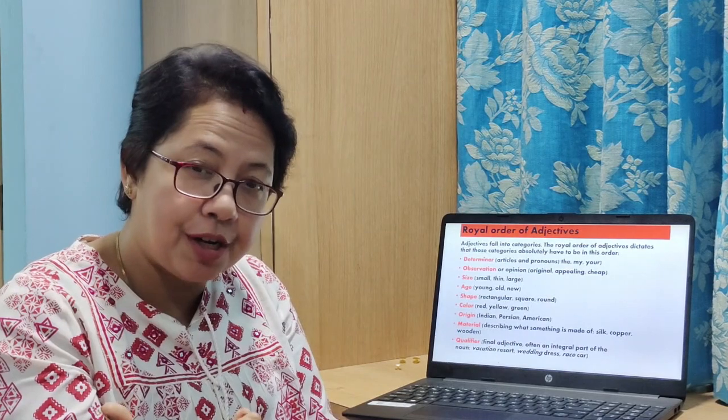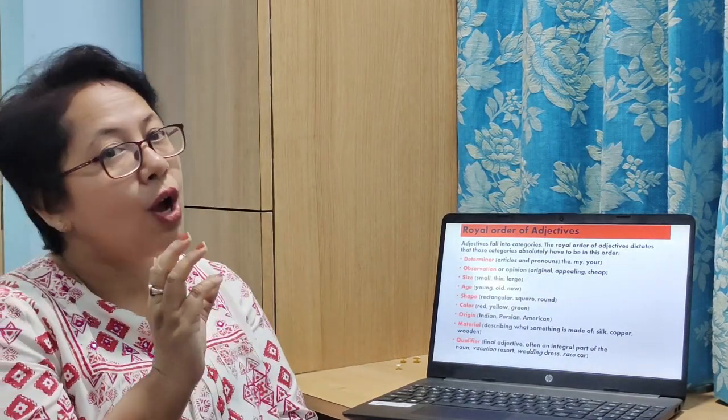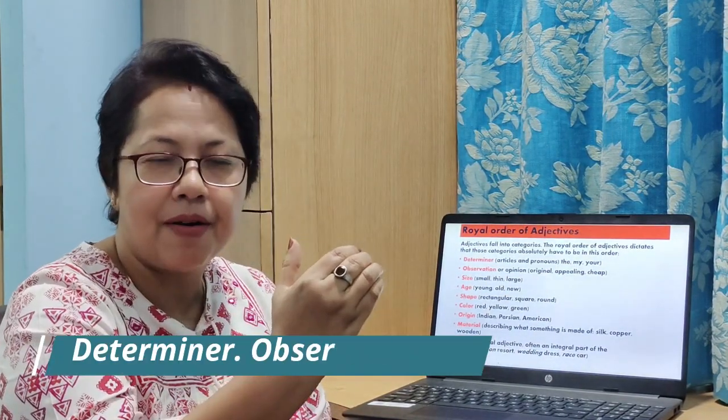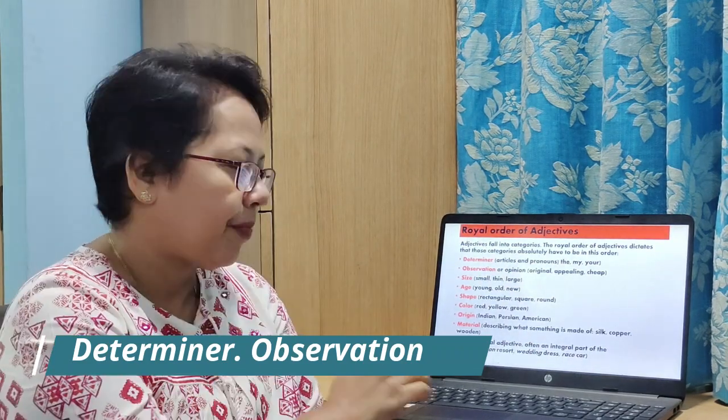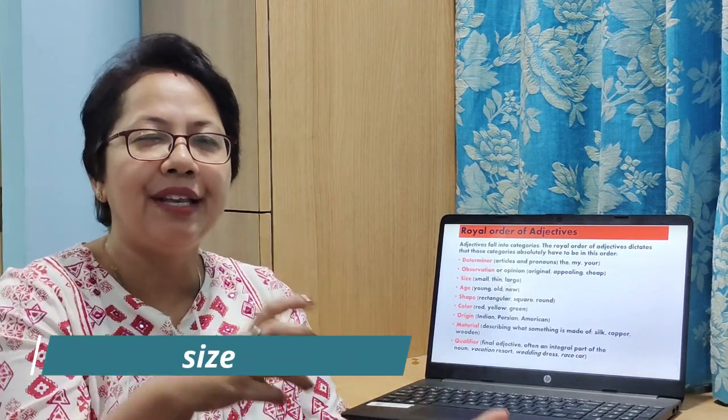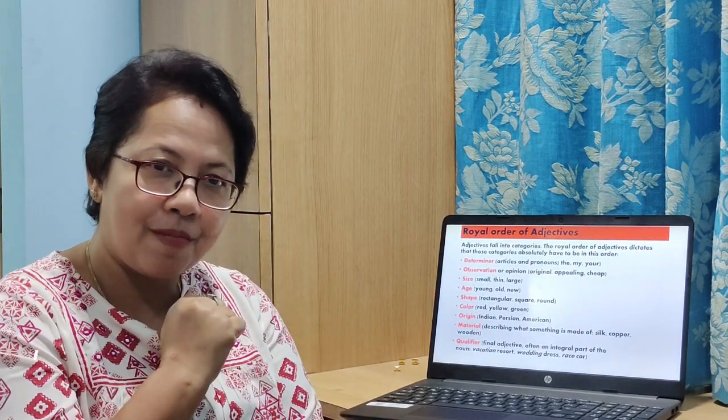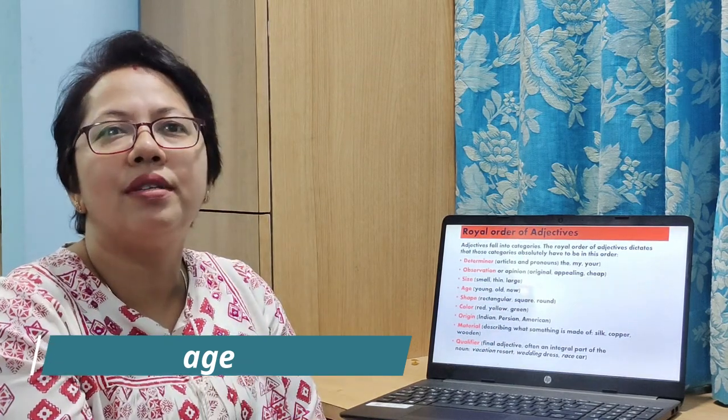These words, appealing, cheap, are giving my opinion about that particular thing, and hence they are known as my observation or my opinion. So let us call it observation. First comes the determiner, second comes the observation. The third comes the size. It's small, big, regular, medium, as when we talk about pizza, and hence it is the size. And the next comes the age, right? Say he's young, he's old, this house is new, things like that.